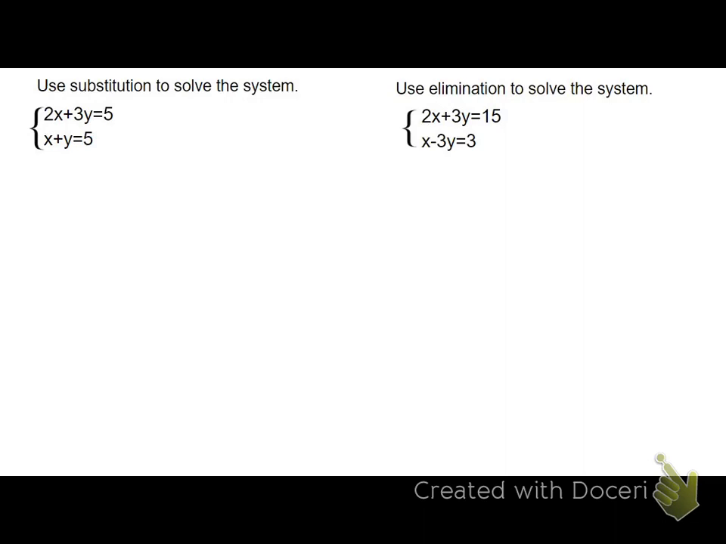So I'm going to have to get one of those variables completely by itself on one side of the equal sign. Which equation would it be easier to do that with? The bottom. So we're going to look at the bottom, x plus y equals 5.